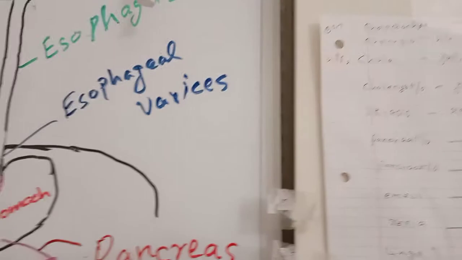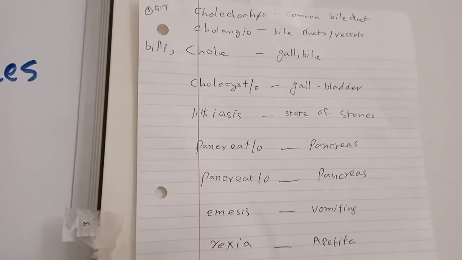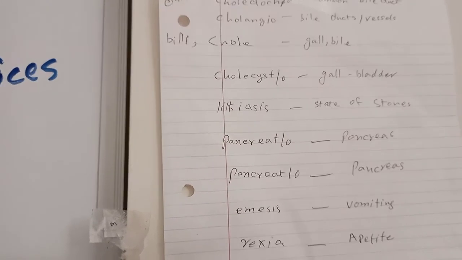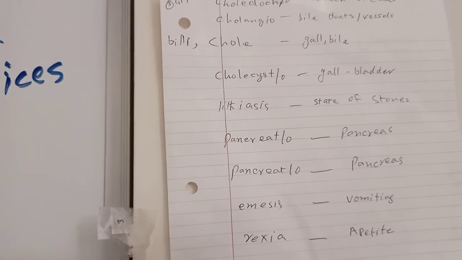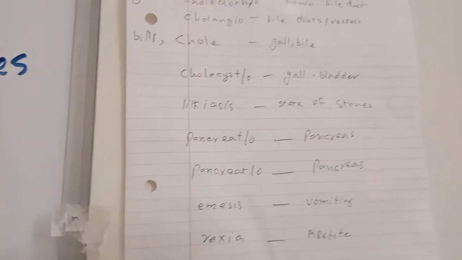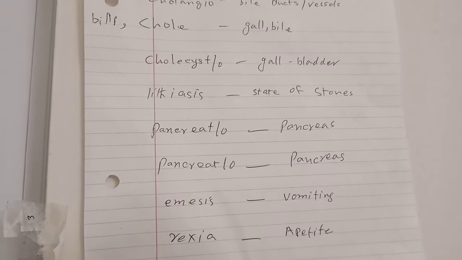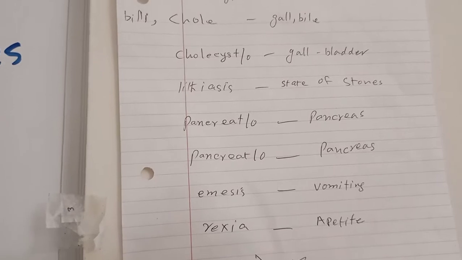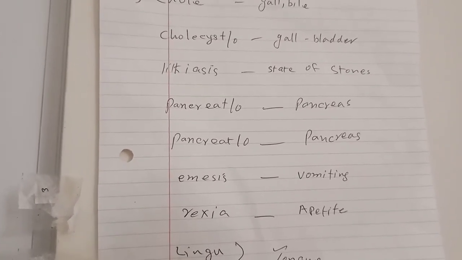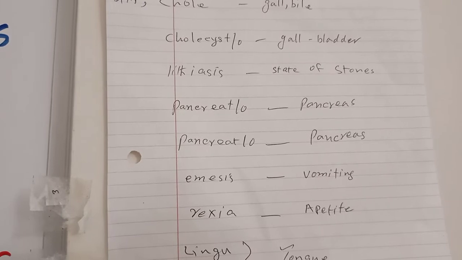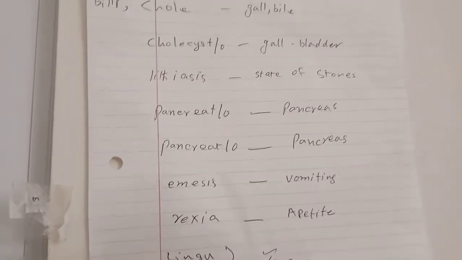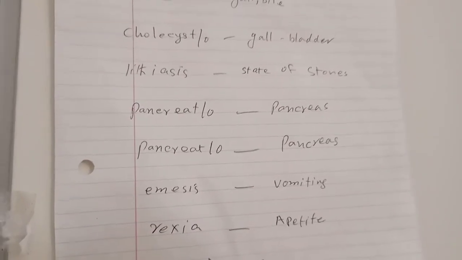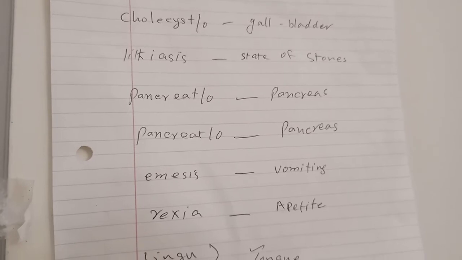Next word is chole. Chole is bile or gall. Cholecysto. Cholecyst means gallbladder. Chole is gall and cyst is bladder. Cholecysto, gallbladder. Cholecystitis, infection of the gallbladder. Cholecystectomy, surgical removal of the gallbladder. Cholelith, stone in the gallbladder.